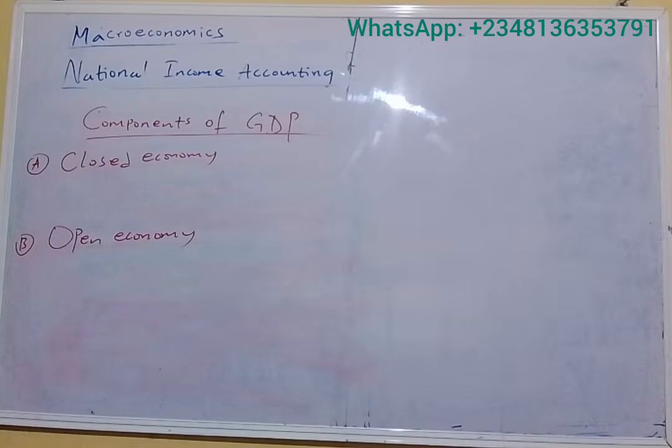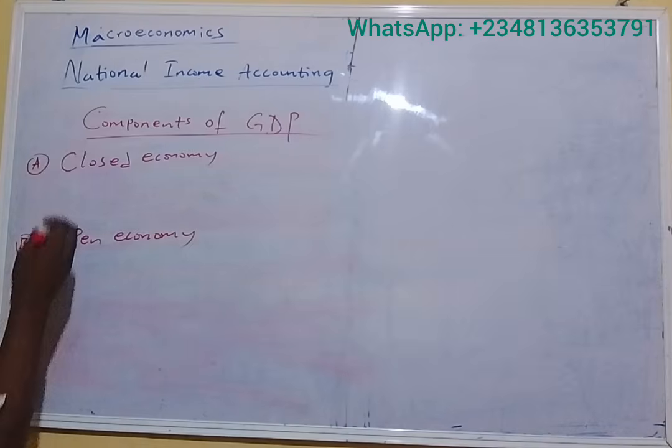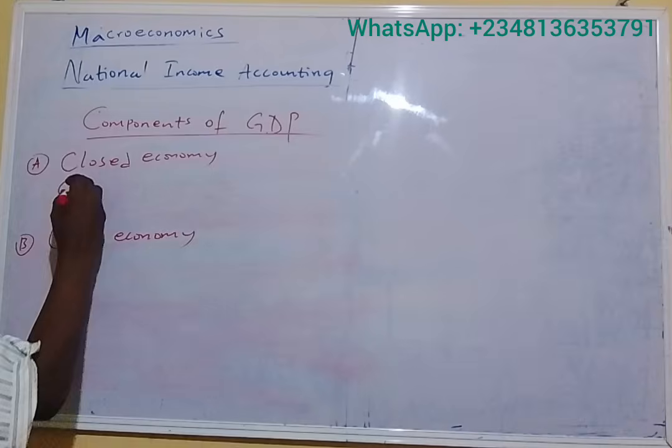Okay, if an economy is closed, it means we don't have export and import. The country does not have an export and import aspect. Okay, because it means that the country does not import and does not export. That's the only missing part here. Okay, so therefore, for a closed economy, we have GDP.